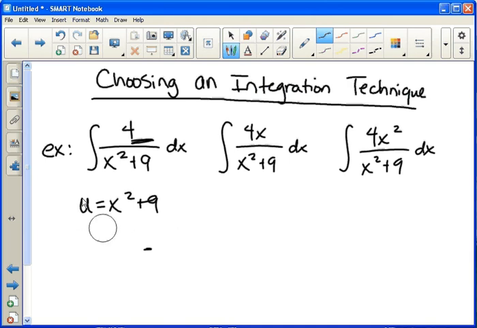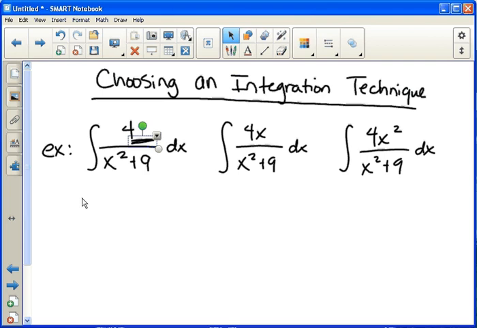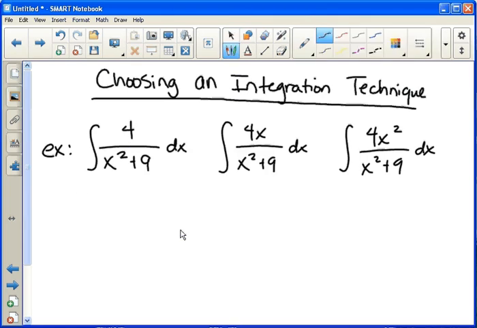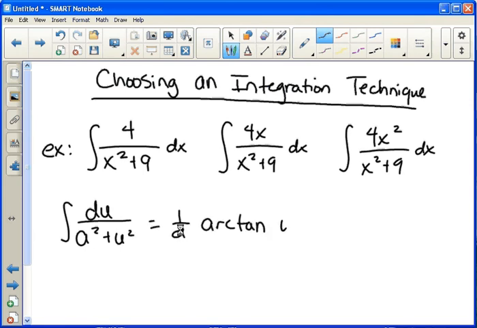So if you think back to the flowchart I just showed you, I pointed out that if the exponent is bigger on the bottom, then it's probably a good idea to try inverse trig. So this does look kind of like an inverse trig. It looks like the form of arctangent, so I'm going to try that. I'm going to say du over a squared plus u squared equals 1 over a arctangent of u over a plus c.